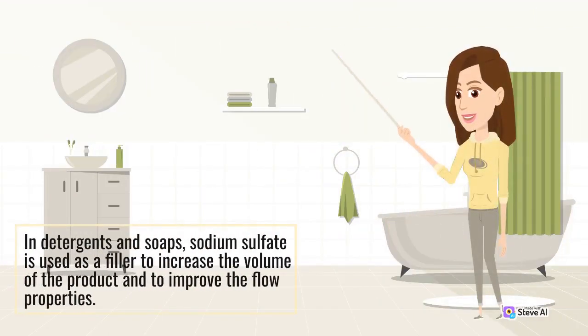In detergents and soaps, sodium sulfate is used as a filler to increase the volume of the product and to improve the flow properties.